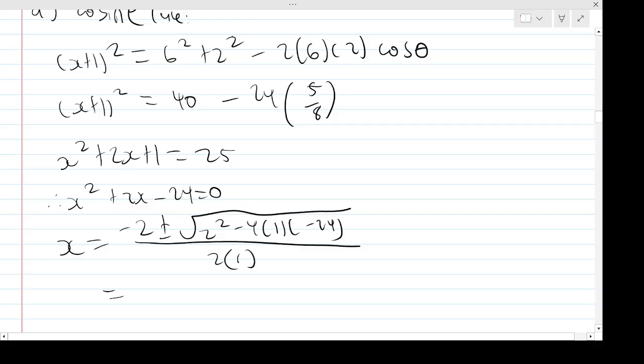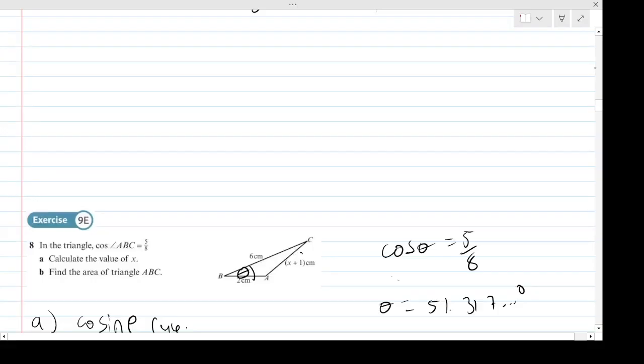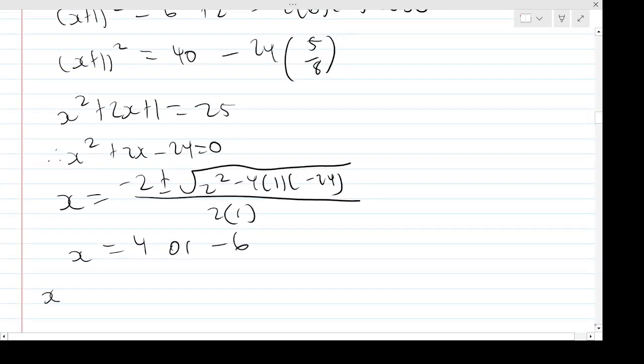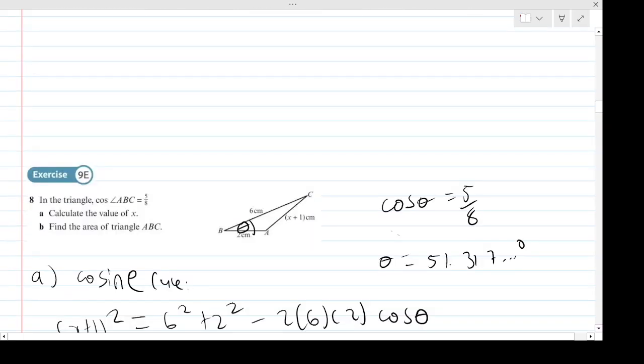Where we get x is 4 or minus 6. So again, I've got two possible solutions here. However, x plus 1 here is a side. Its length cannot be negative, it has to be positive. So that means x has to be positive because x is a side, right? So x must be positive. So therefore we need 4. We can't have minus 6, right? So therefore x is 4 in this case. So there we are, we found the value of x then.